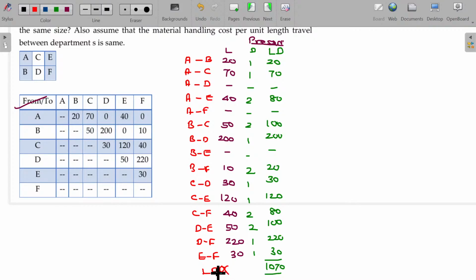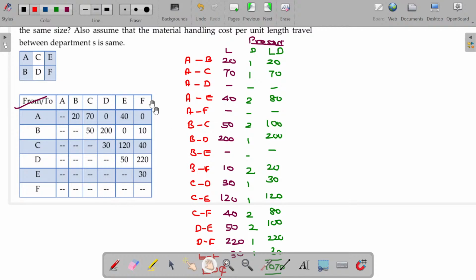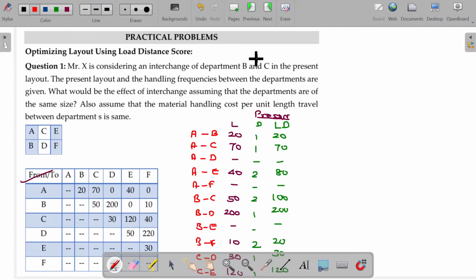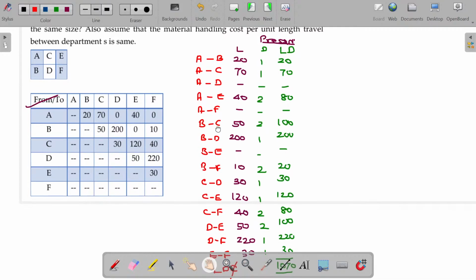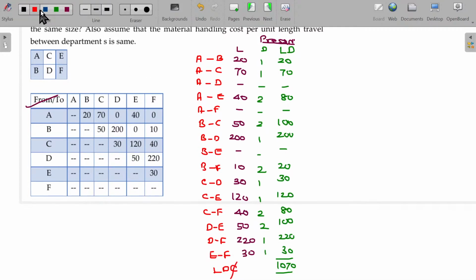Cost not a matter. Cost not a matter. Okay. Now, what is the recommended solution here? They want to shift B and C. Okay. The new one in this case being B and C are going to be changed.